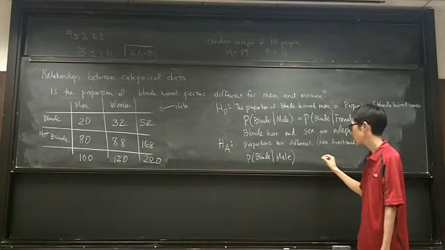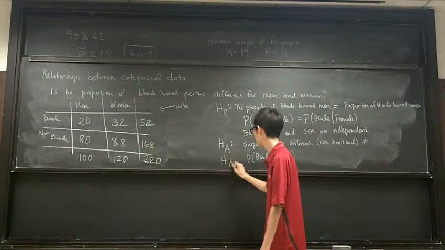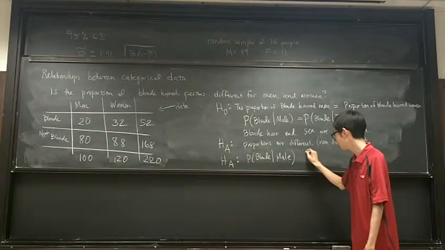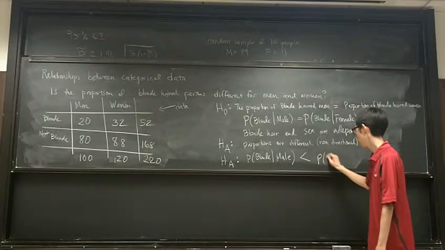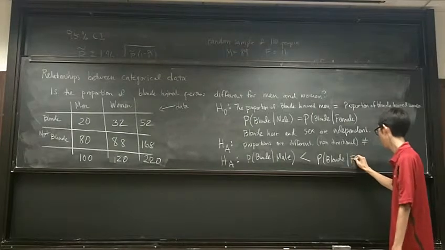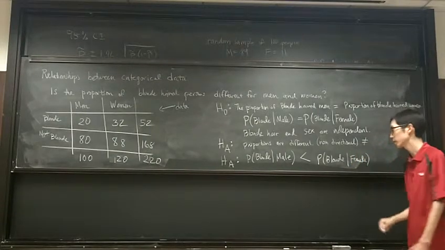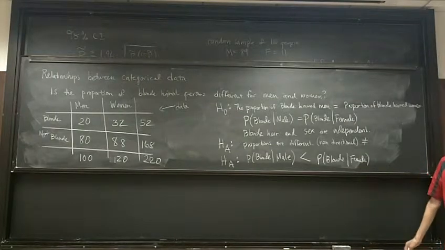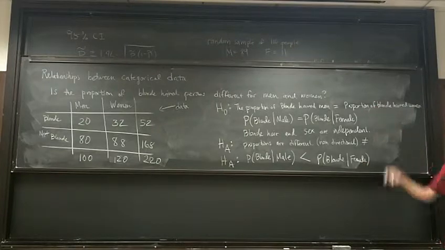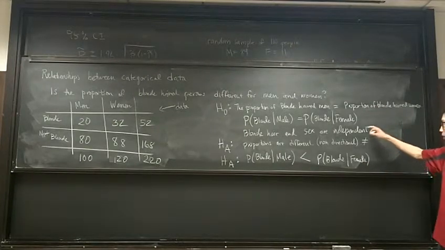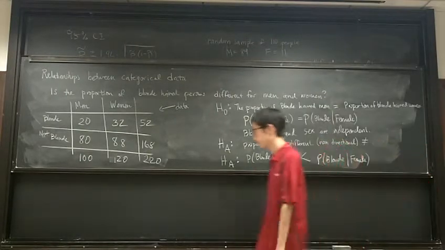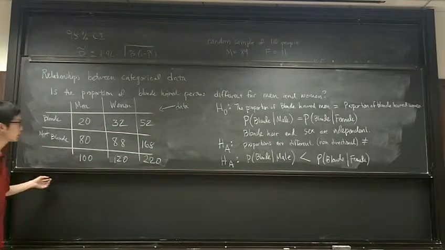So this would be another possible alternative. These two are not going to be the same. And for the alternative, you could put a less than sign. So you could put a directional alternative there also. Or not independent or something like that. But saying not independent would be non-directional. All right, so this is the data that we observe.